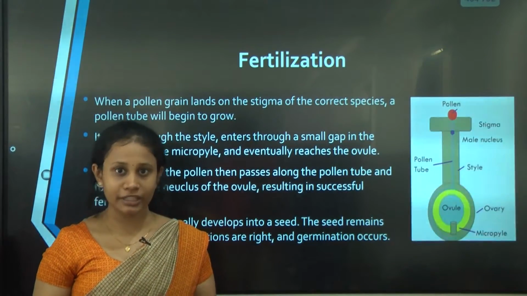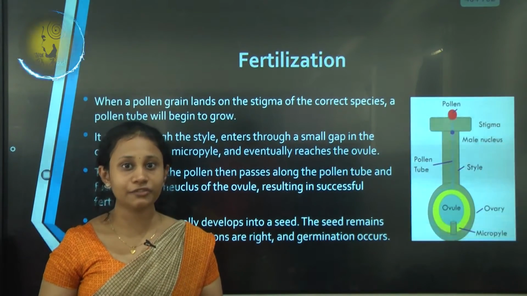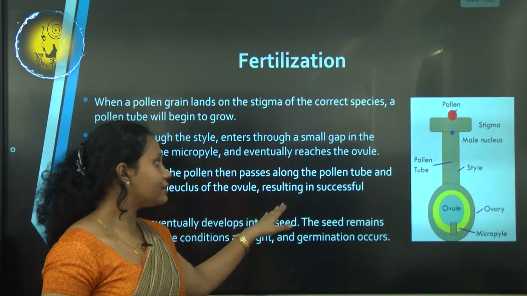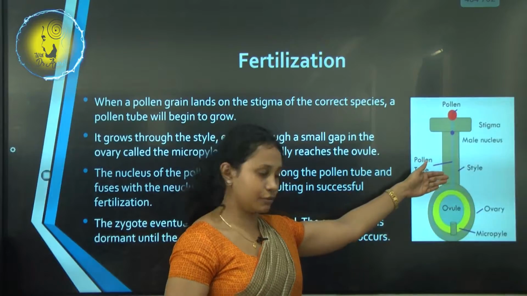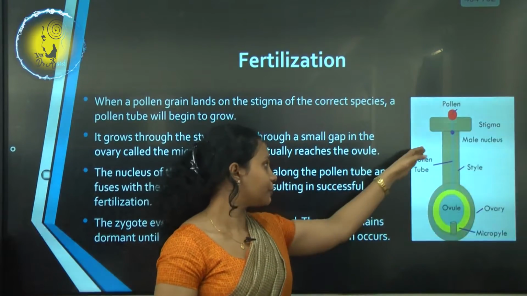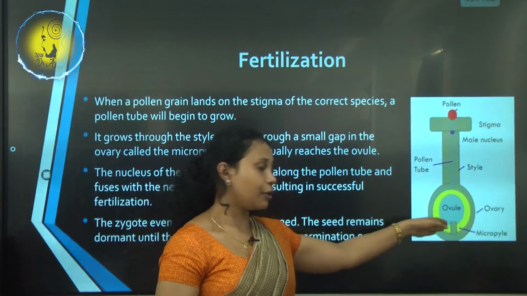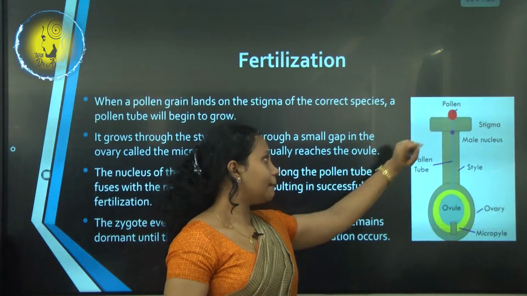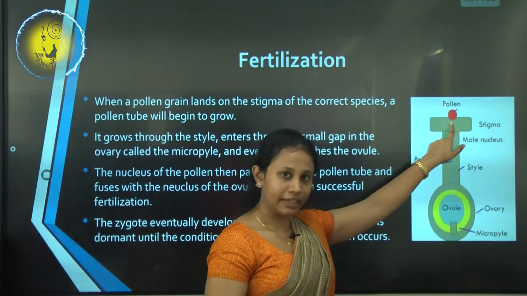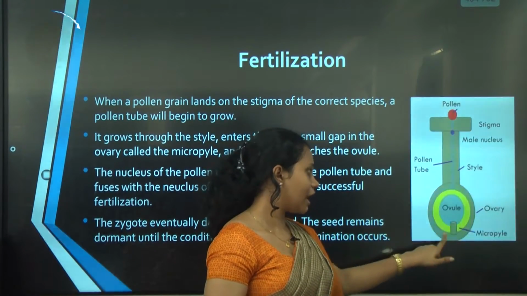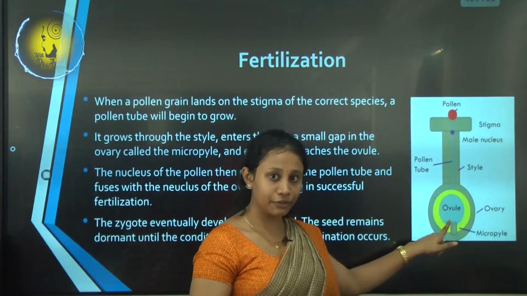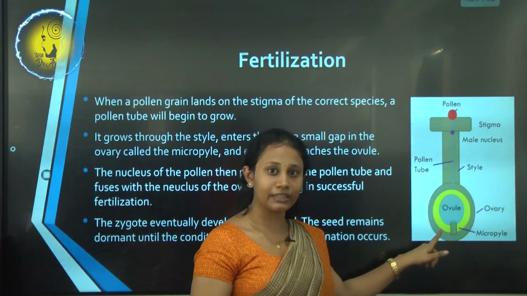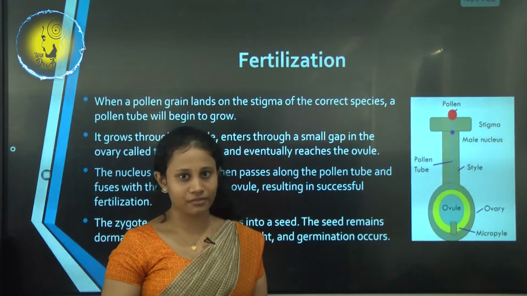After the successful pollination, which means after the successful transfer of pollen grains from anther to stigma, the pollen grain starts growing a pollen tube. The pollen tube grows through the style and enters into the ovary and eventually reaches the ovule. Then the male nucleus inside the pollen grain will travel through this pollen tube and reach the ovule and get fused with this female gamete. This fusion of the male gamete and female gamete is called fertilization.